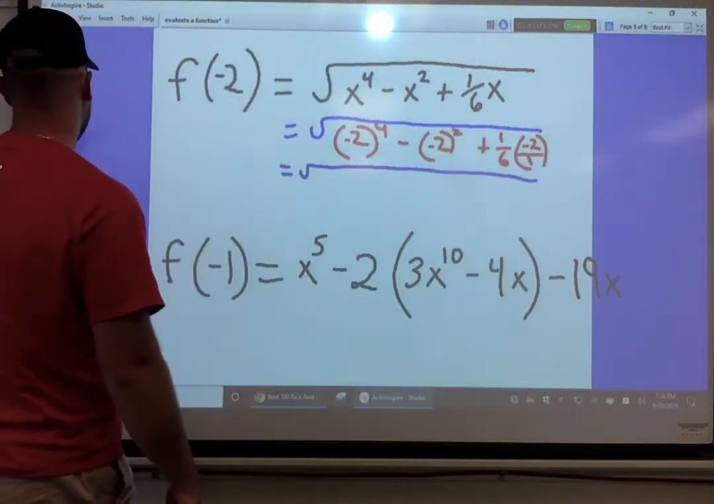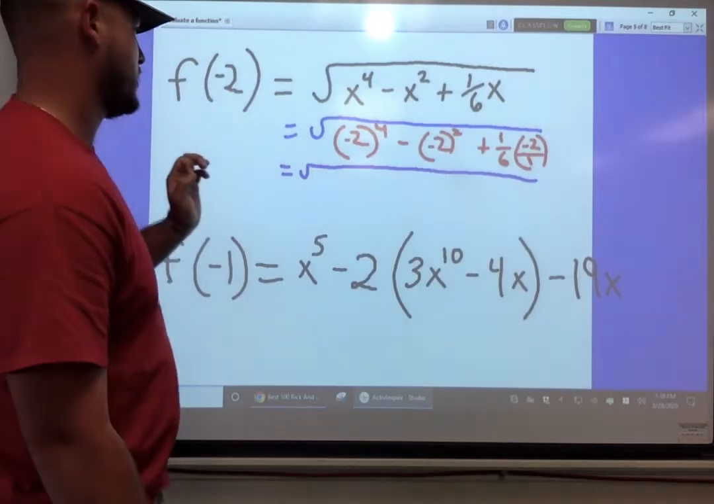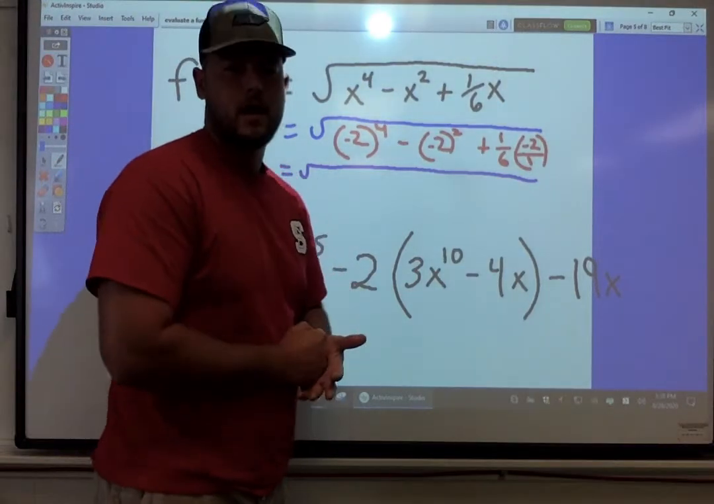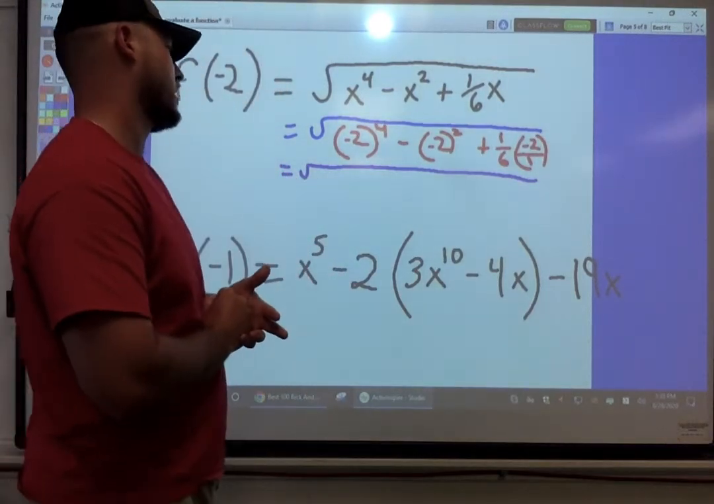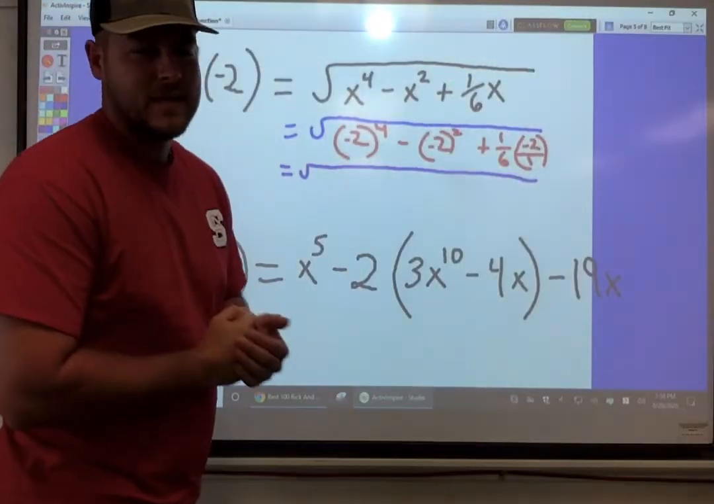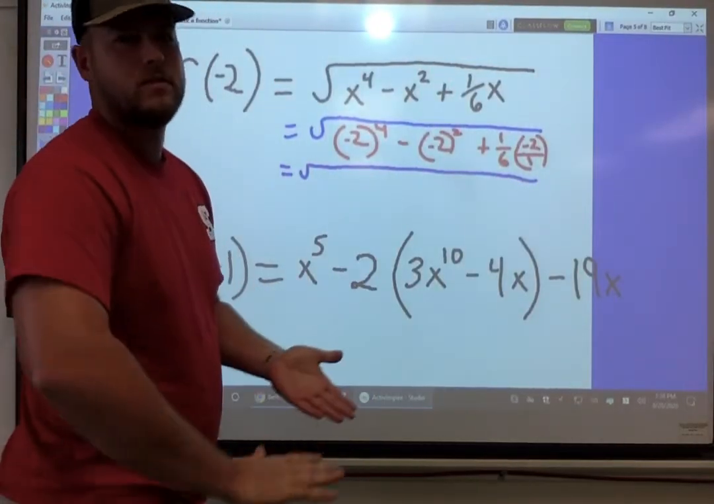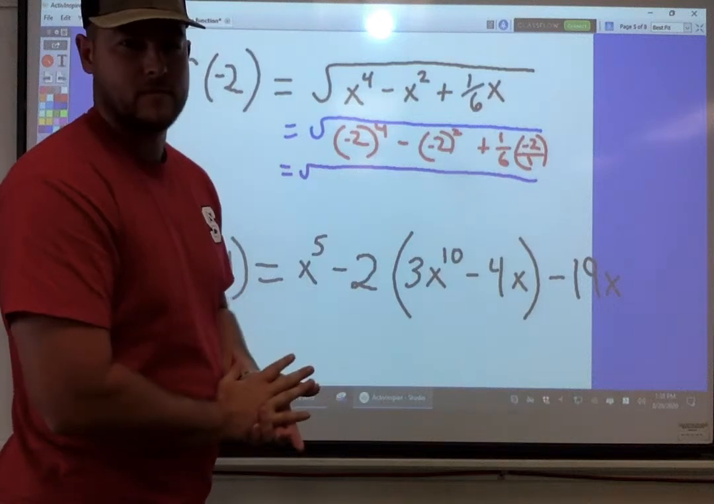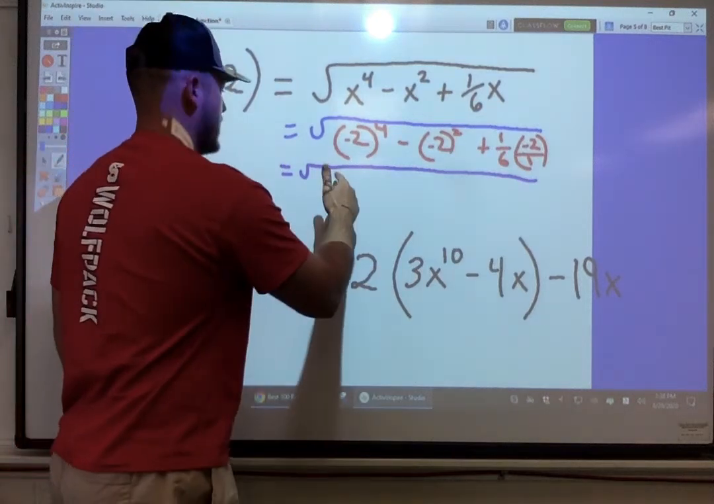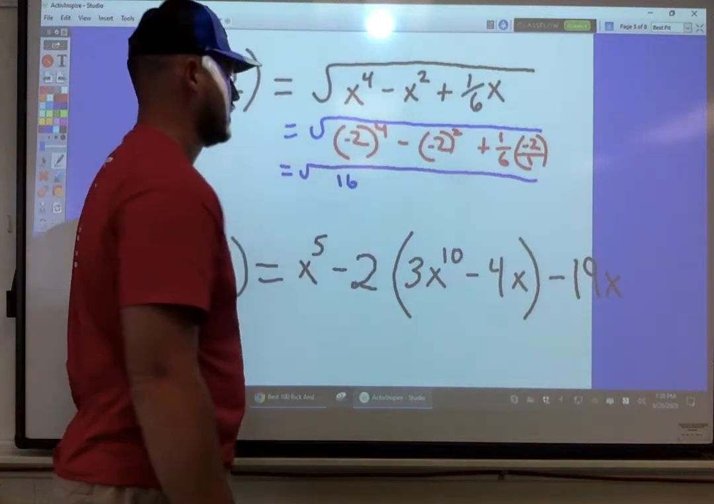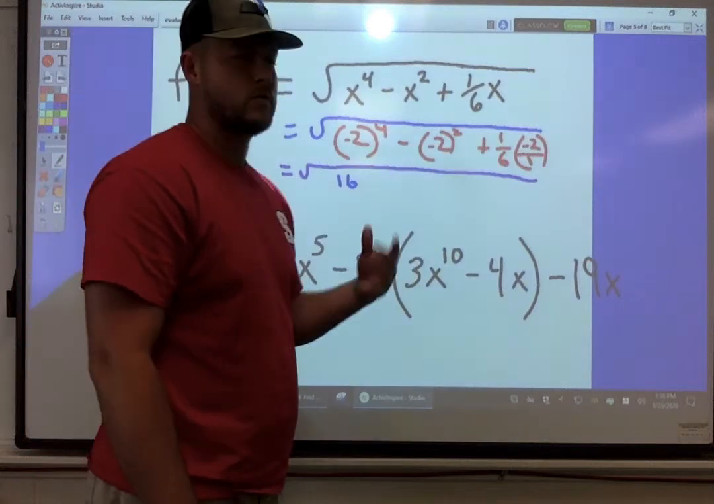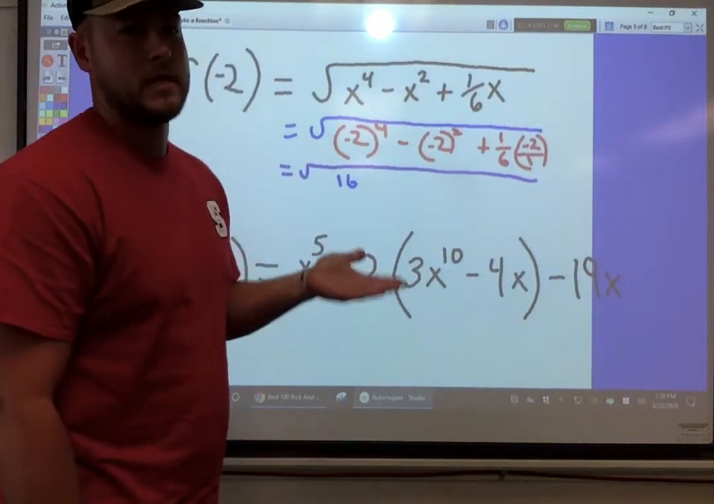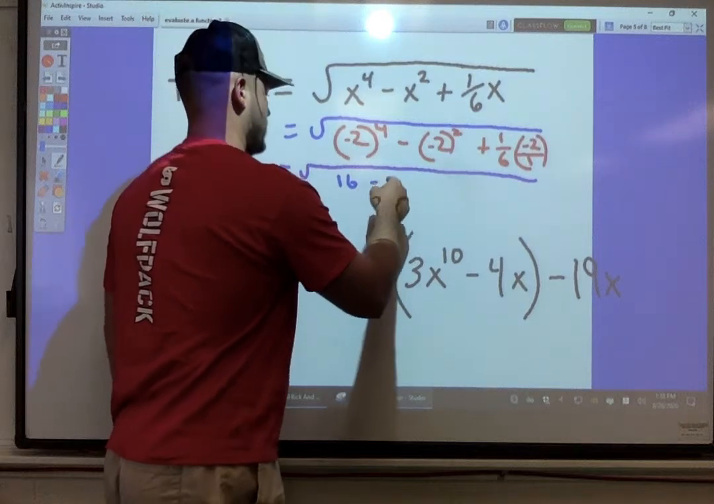Let's go blue again this time. So negative 2 raised to the 4th power. If you didn't know that off the top of your head, that's perfectly fine. But what we're saying is negative 2 times negative 2 times negative 2 times negative 2. And that's going to give you a positive 16. And then minus negative 2 squared, or negative 2 times negative 2. Which hopefully you guys know is 4.